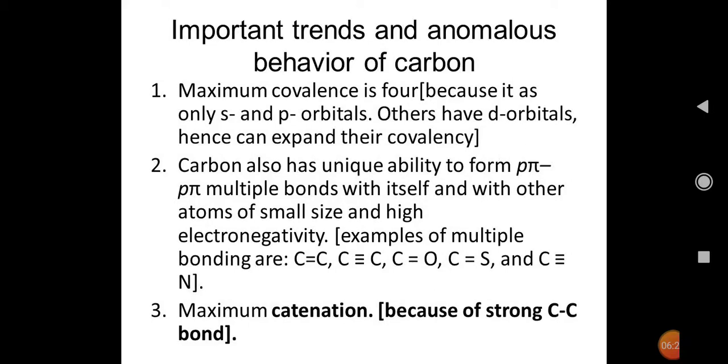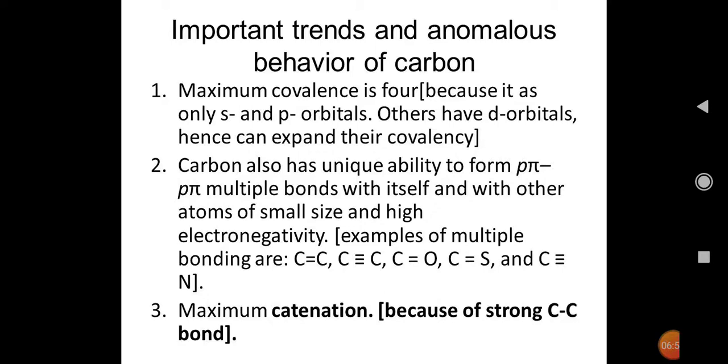Next one is the anomalous behavior of carbon. Like boron in the boron family, boron exhibits anomalous behavior. Similarly, in the carbon family, carbon exhibits anomalous behavior. That is nothing but carbon's anomalous property due to the presence of its small size as well as the higher electronegativity and high ionization enthalpy values. This is the reason why carbon exhibits anomalous behavior, but there are a number of other characters also there.